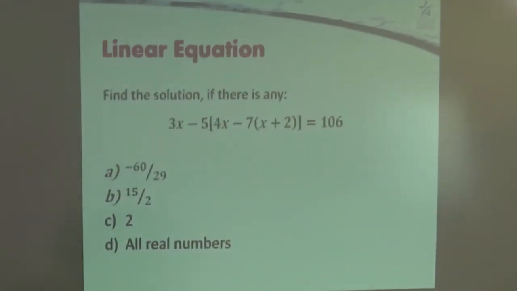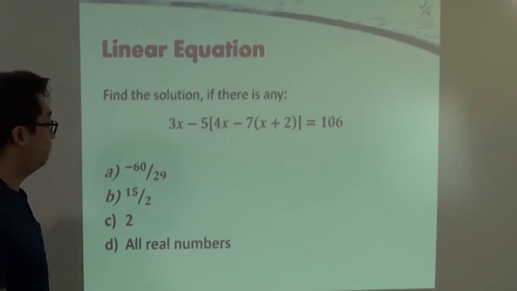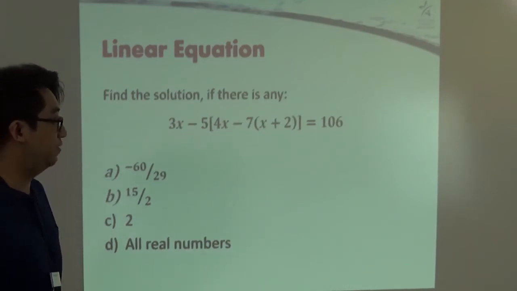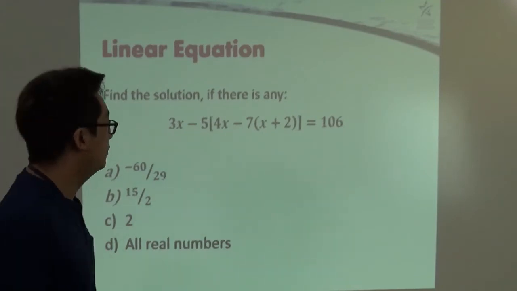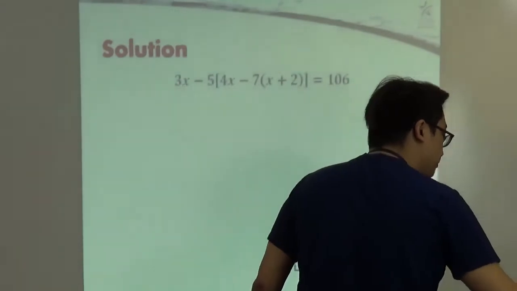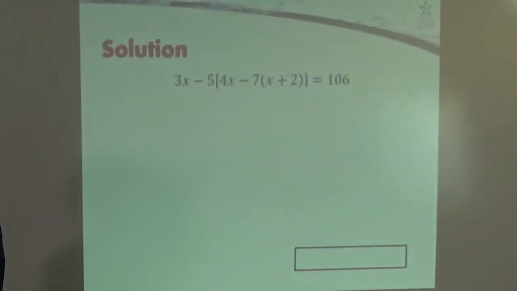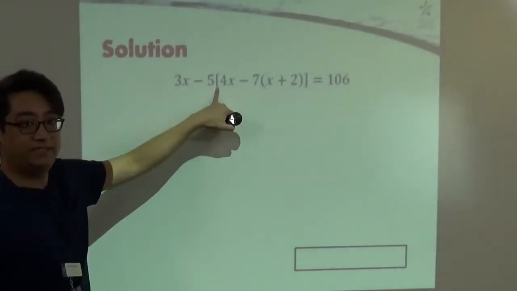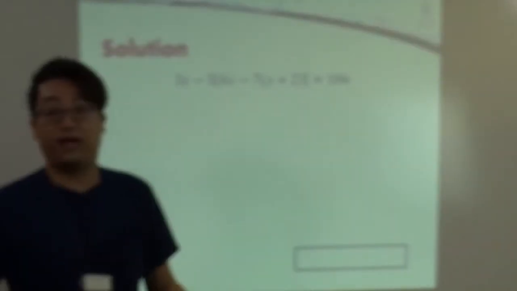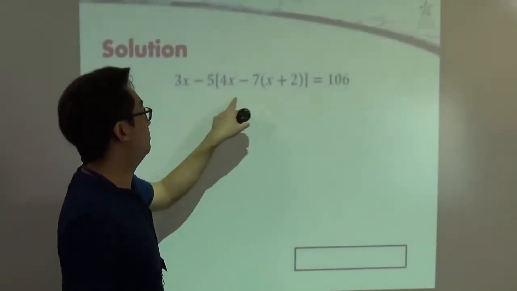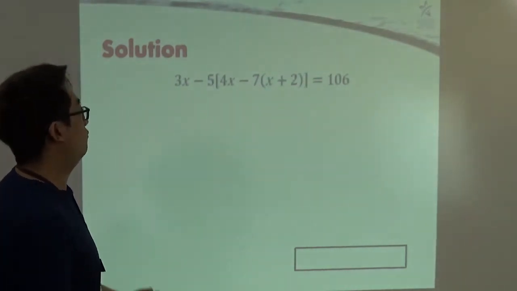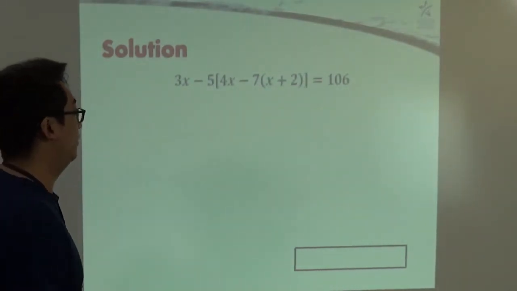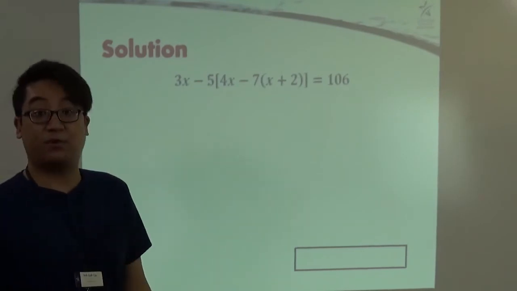Okay, so find the solution if there is any of 3x minus 5 bracket 4x minus 7 times x plus 2 close parentheses bracket equals 106. So this one we're introduced to a new notation. We see brackets. Brackets are just another way of writing parentheses. If you write parentheses twice, sometimes it gets confusing, so they wrote brackets to differentiate it from the other parentheses. But it serves the same purpose, right?